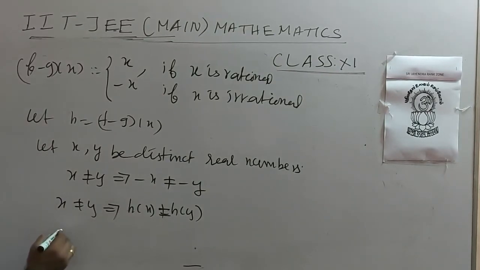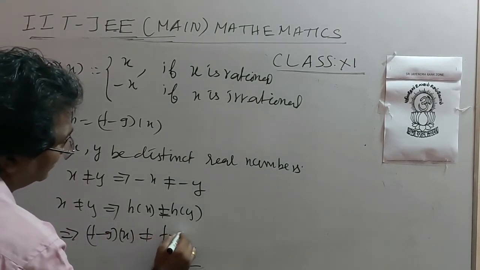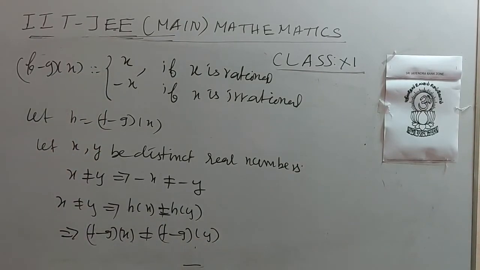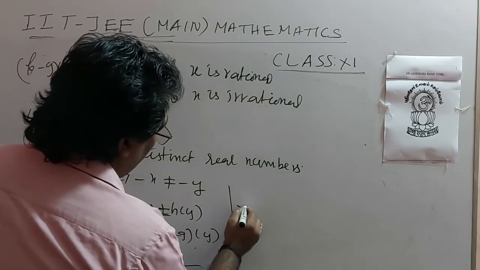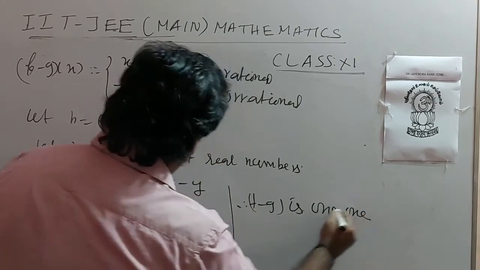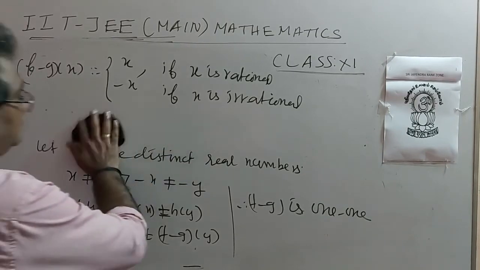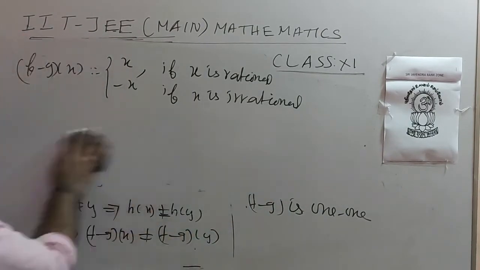That means f minus g of x not equal to f minus g of y. Therefore f minus g is, if elements are different, images are also different. Therefore f minus g is 1 1. Now we have to check the onto part.